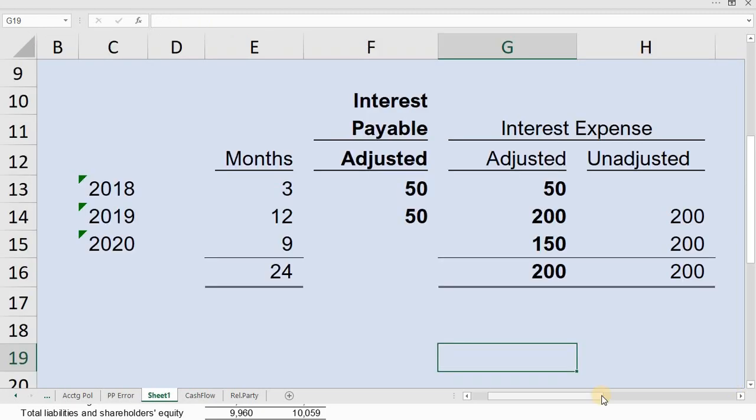Then in 2019, the entity recorded 200 pesos, and that is the interest payment in 2019. And the number of months incurred in 2019 is 12 months. That is why under accrual, the interest expense that should be recorded is 200 pesos, which in this case, both the expense recorded and the correct amount of interest expense are similar. So that is why there is no misstatement in the net income and interest expense in 2019.